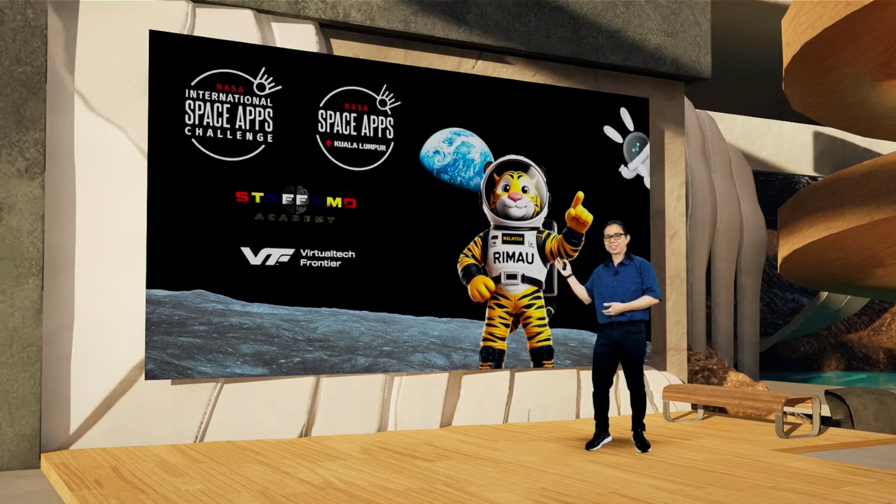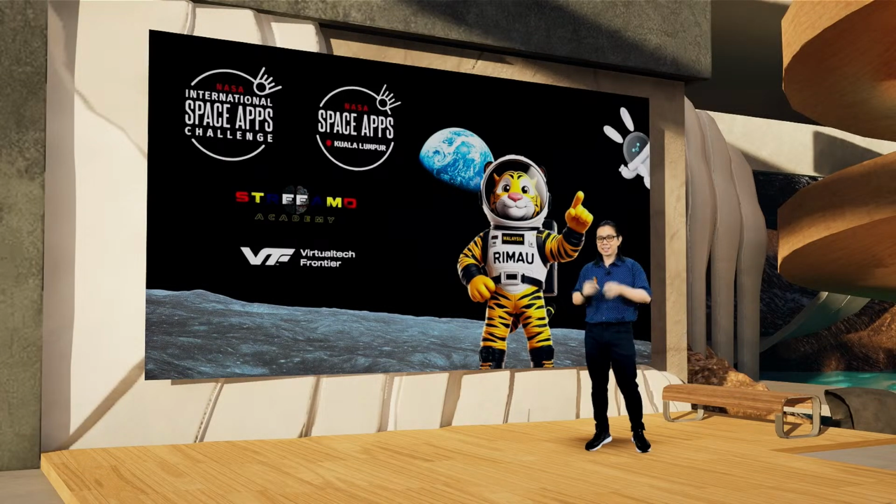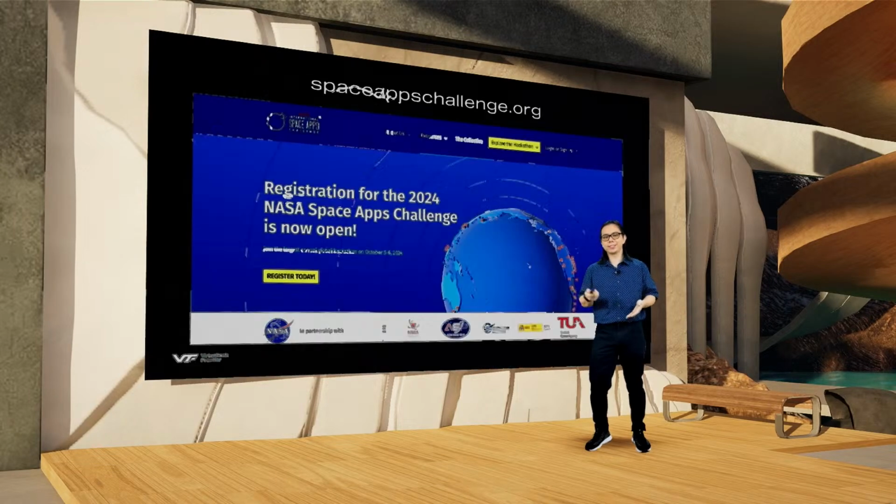Now, if you have a look at our little graphic over here, you'll notice there are two mascots. One is our very own mascot here at Virtual Tech Frontier, Orbit, the nice little bunny. And then we also have the mascot for NASA Space Apps Kuala Lumpur, which is called Rimau, this nice little astronaut you have behind me. So, without further ado, let's get started.